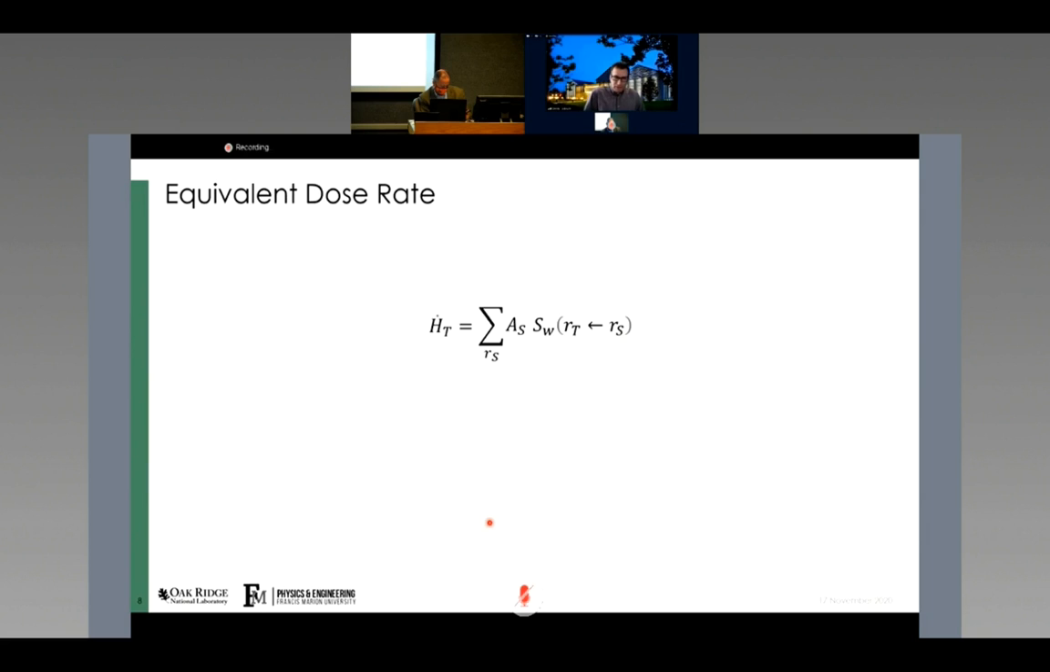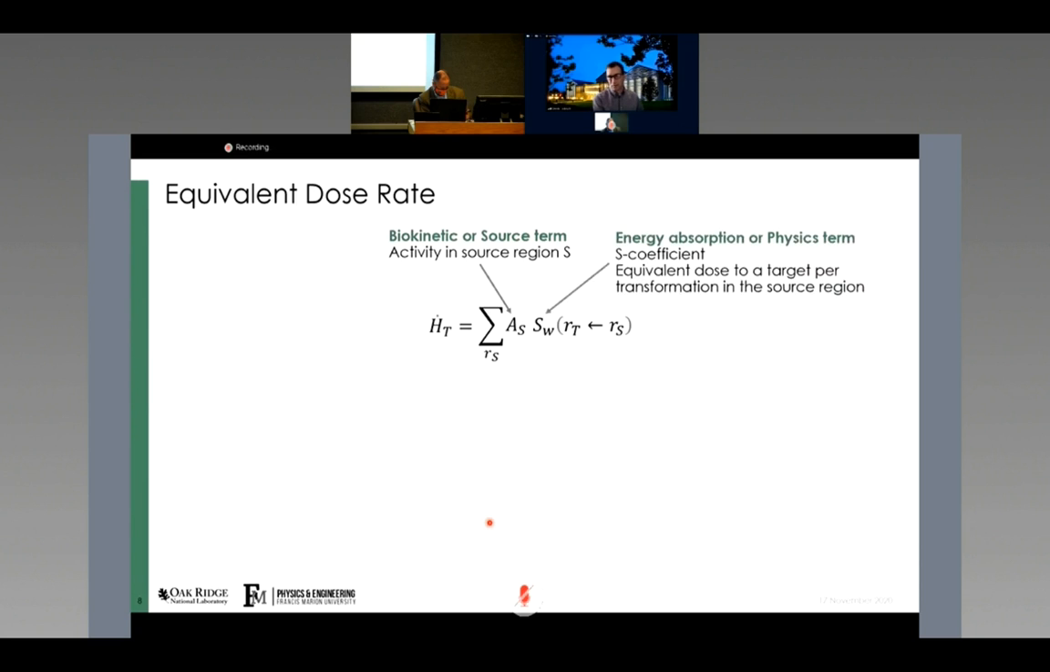Okay, so going through some of the equations here, the theoretical method, and I'll try to do this maybe a little quicker because I think I'm talking to an audience that has a pretty good understanding of this. But this is equivalent dose rate, and it's the product of two terms here. The first term being what I call a biokinetic or a source term. This is the activity in some source region S. And then the second term is what I call an energy absorption or a physics term. This is the S coefficient. In nuclear medicine, it's referred to as the S value, equivalent dose to a target per transformation in a source region.